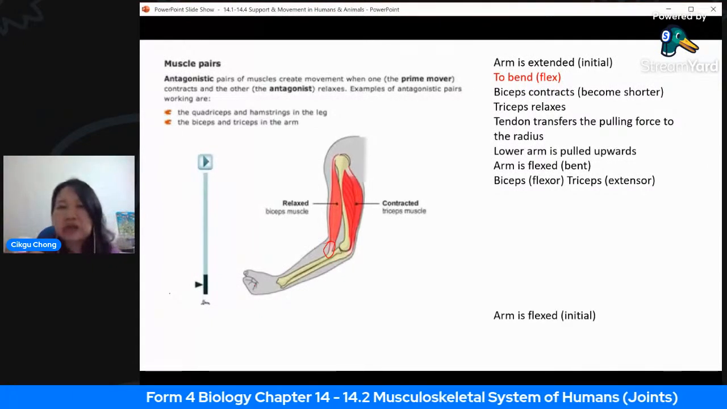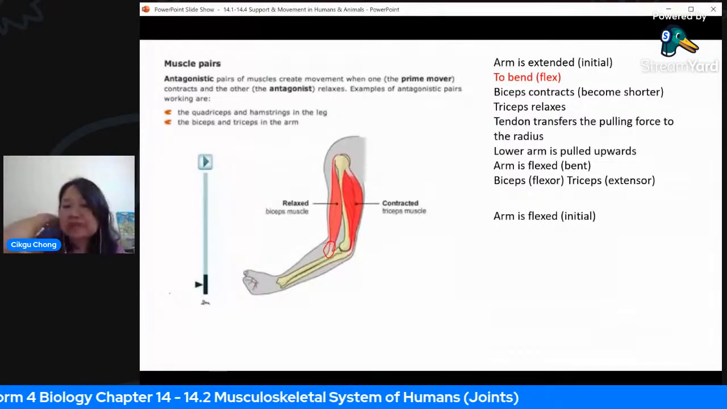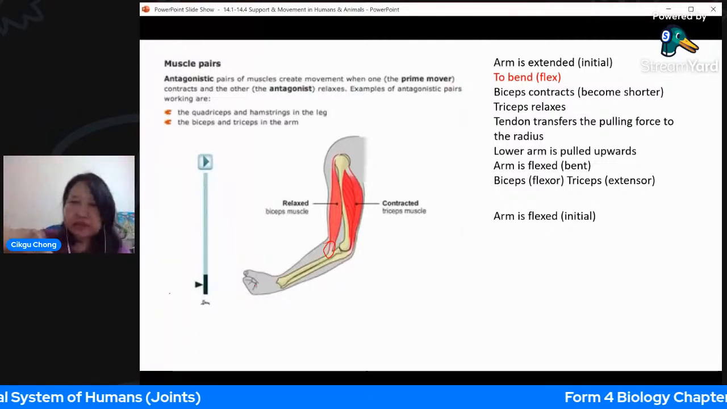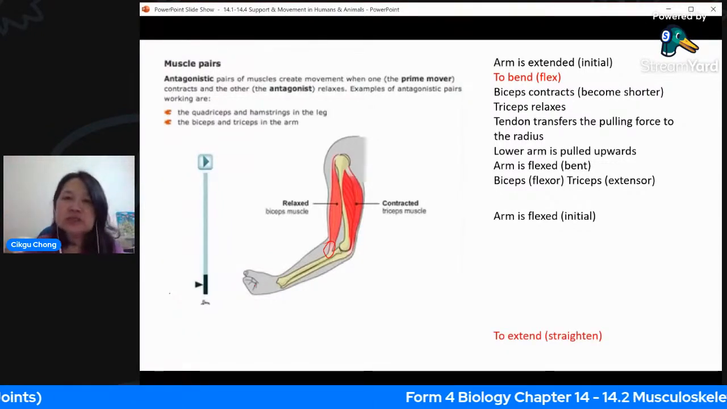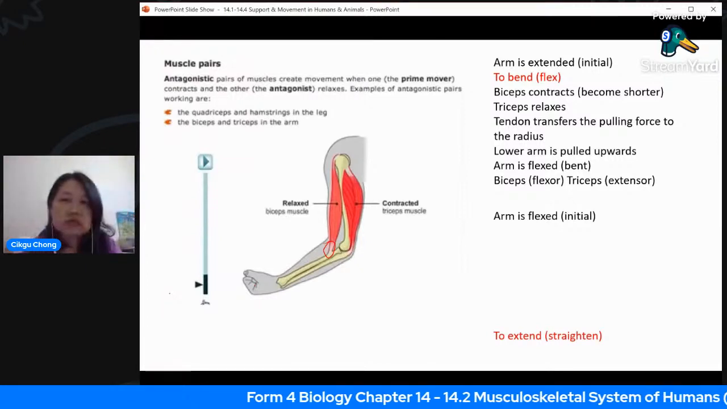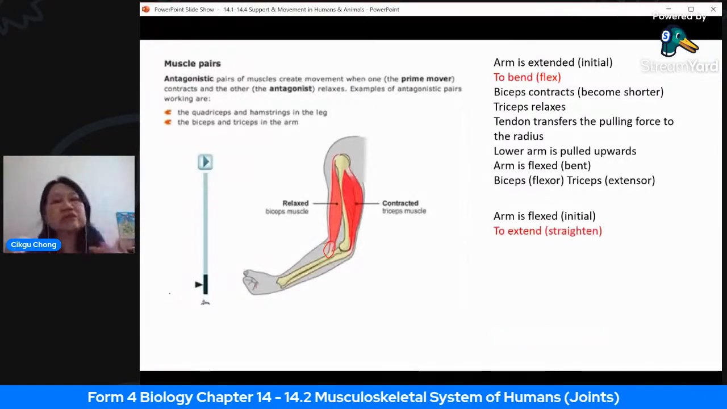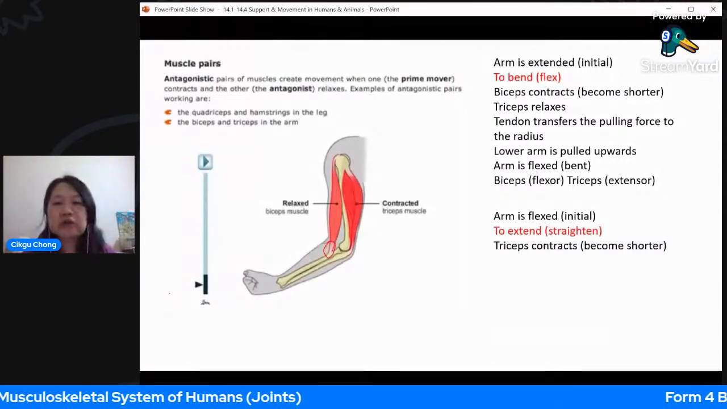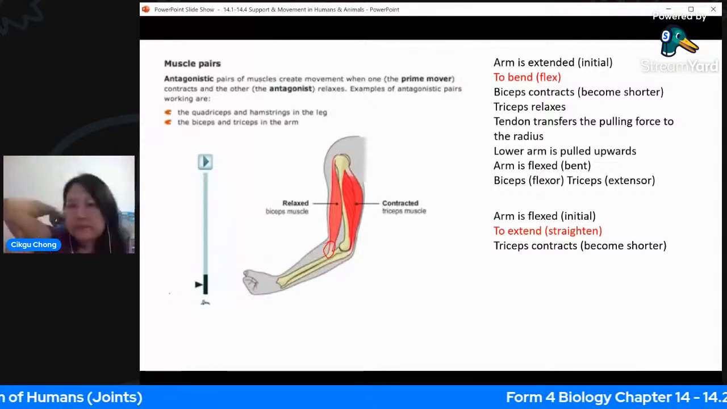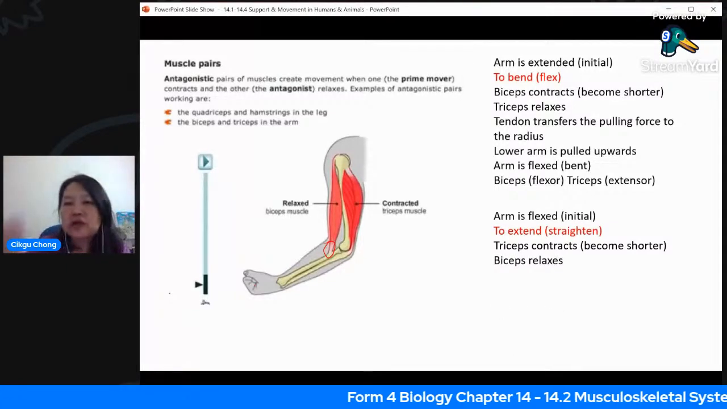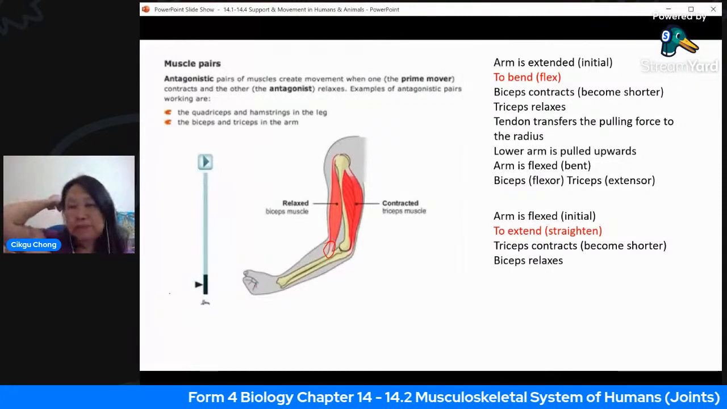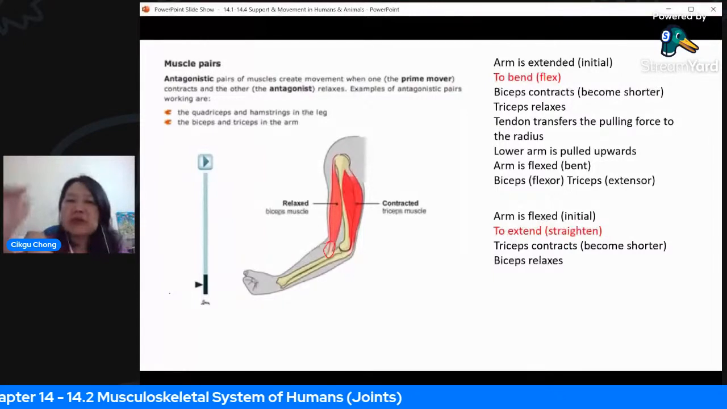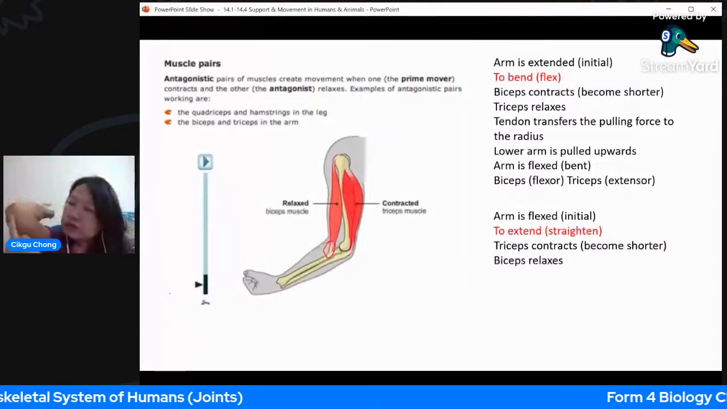Now let's look at going down. You can extend your arm. Now the arm is flexed, this is the initial, in the beginning. Now you want to extend your arm. Another meaning of extending is to straighten your arm. Your tricep has to contract and it becomes shorter. Your bicep will relax at the same time. Then the tendon, there's a tendon here from this triceps. It's going to connect to your ulna here, at the bottom.